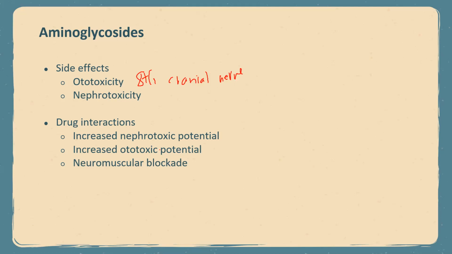We also have what we call nephrotoxicity. For nephrotoxicity, we have to monitor urinalysis and kidney function tests, because results showing increased BUN and creatinine in the presence of casts mean that the patient is experiencing aminoglycoside toxicity. The drug interactions of aminoglycosides include increased nephrotoxic potential, increased ototoxic potential, and neuromuscular blockade.